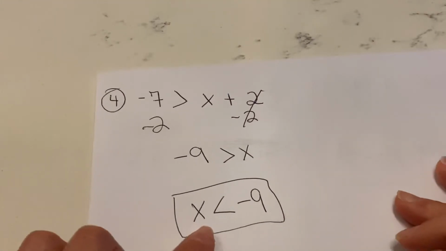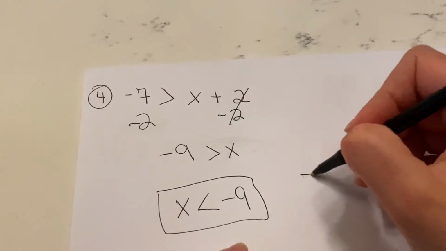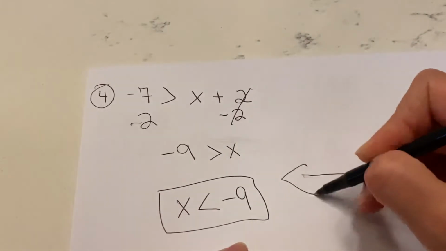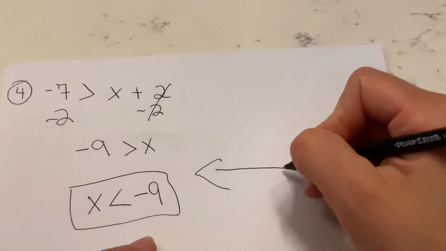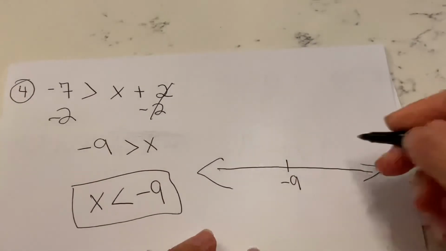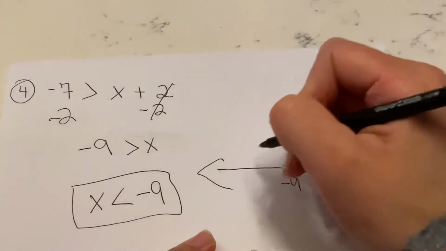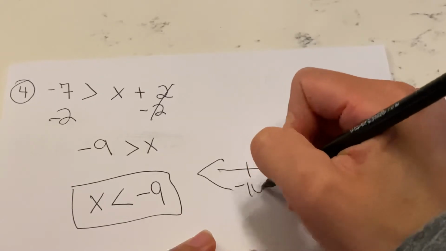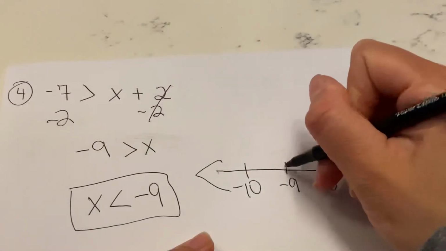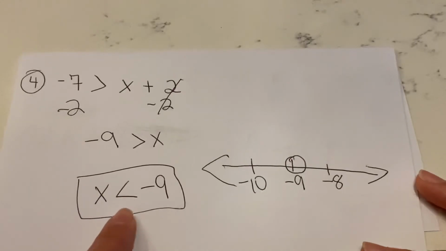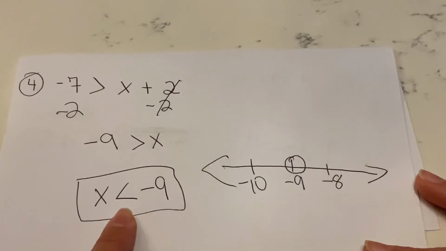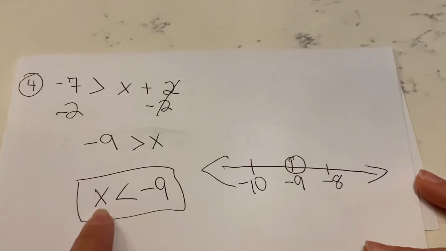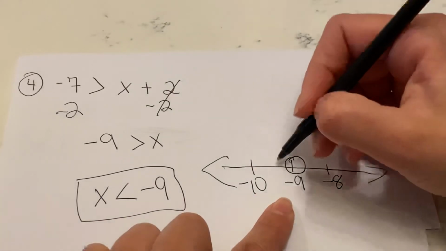So now that I have my variable on the left-hand side, I'm able to go and draw my number line, okay? Put -9 in the middle, one number to the left, one number to the right, okay? Open circle, because this tells me that -9 is not included, and I want all the numbers that will satisfy this. X is less than -9, so where are my numbers located that are less than? To the left.